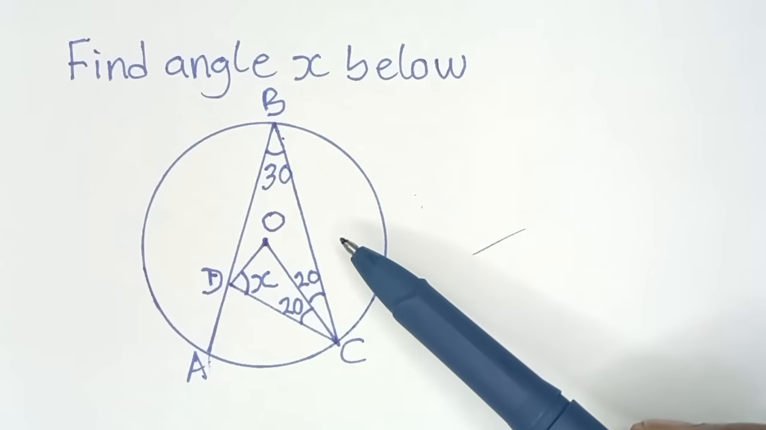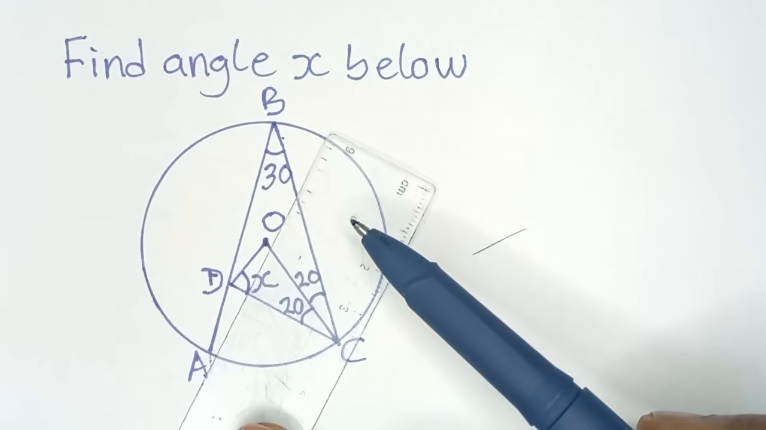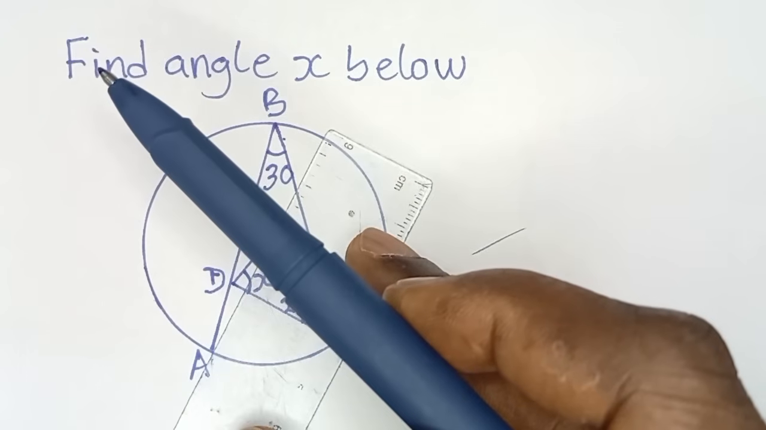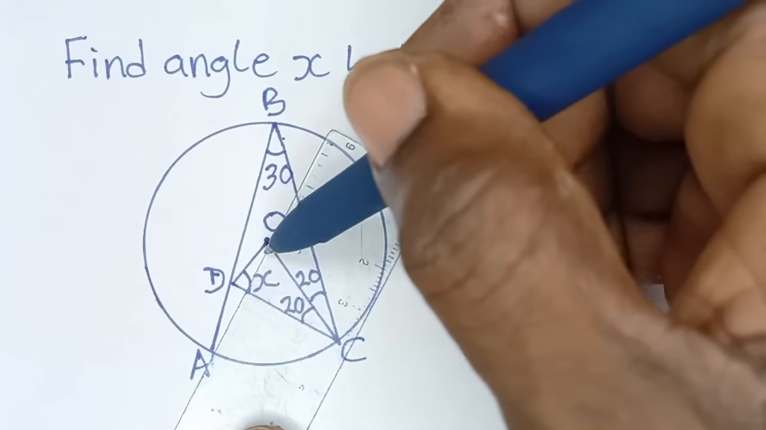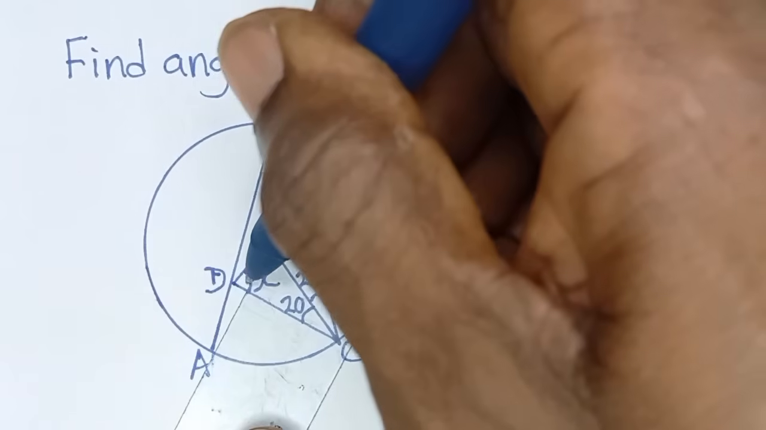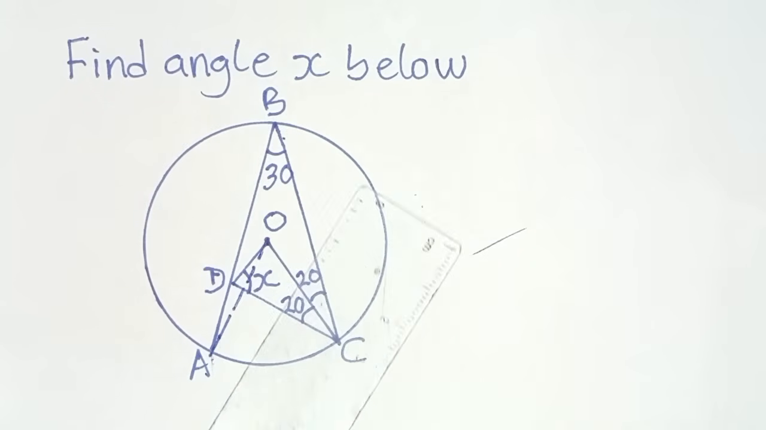Now, the first thing I would like us to trace here to make it easier for us is a line from this point O to the point A. I would like to make a line there. So that is the line I'm going to make at that point to meet that side at A.